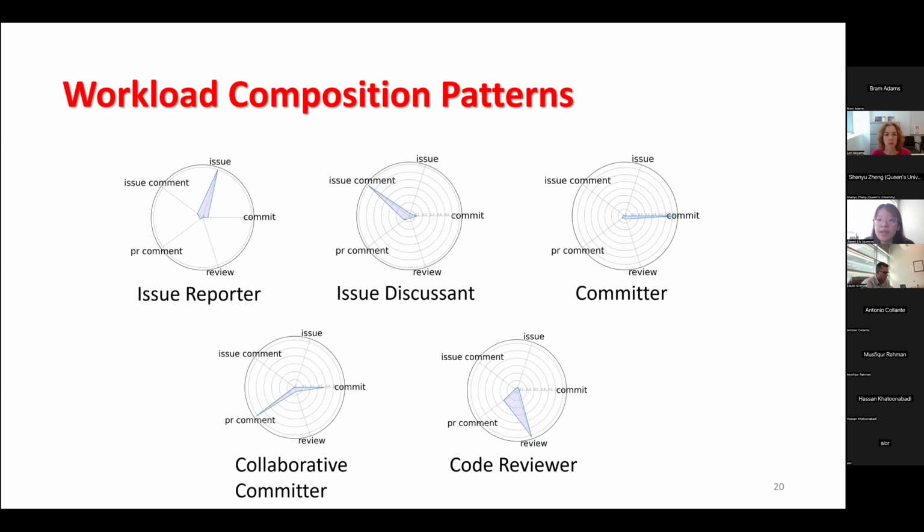As a result, we obtain 5 workload composition patterns, and this diagram shows the characteristics of each pattern. It's very straightforward: issue reporters only work on raising issues and barely work on other activities. Issue discussants only work on discussing issue reports, and committers only make commits and do not participate in other activities. Collaborative committers work on both pull request discussion and commits, and code reviewers only work on code reviews and pull request discussions.